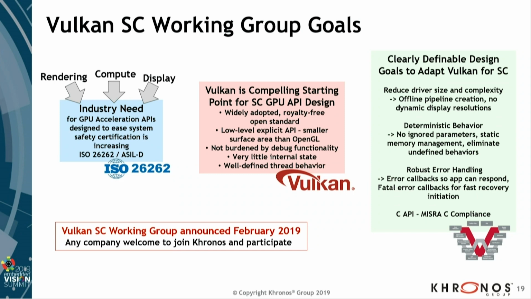This demand is mainly coming from the automotive space, so ISO 26262 is key. Vulkan is potentially quite a compelling place to start. It's already quite a small API. So the working group is looking to see how we can further reduce the surface area of the API, make sure that all the behavior of the API is deterministic, and we have things like robust error handling and compliance to MISRA C. This is just started, and of course anyone is welcome to join and participate.